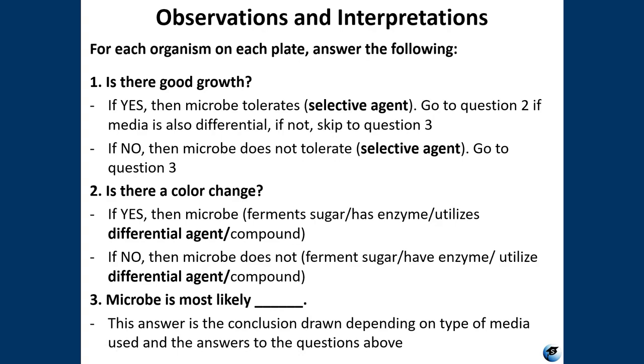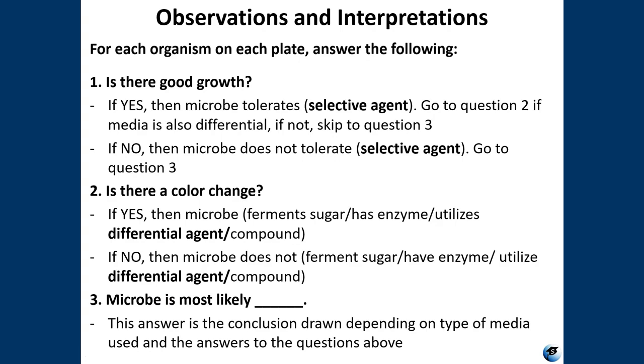The second bit about color change, that's only going to apply to your differential media, and you can only look at color change if you already have growth. If nothing's growing, then you can't determine if there's a color change because it's not there, right? But if it is growing well, then you can see if there was a color change. If there is a color change, then that means that it ferments the sugar in that media. So that's how you would describe the microbes for step 3.